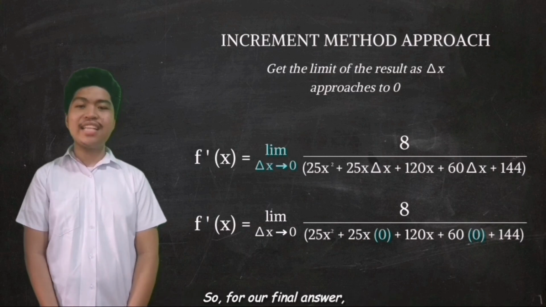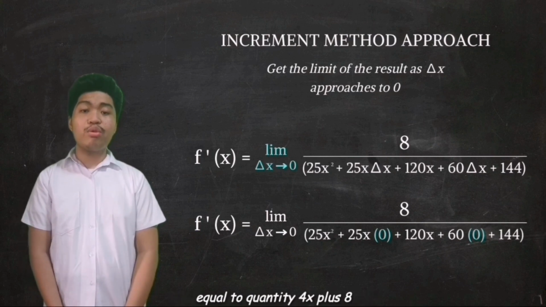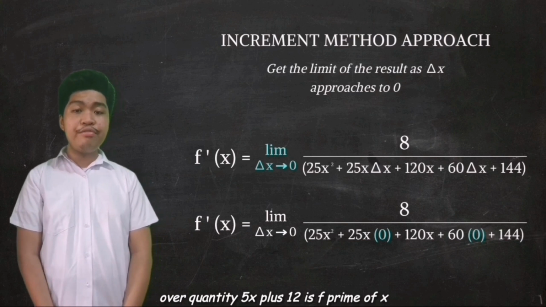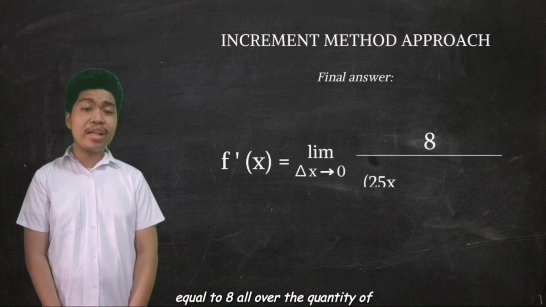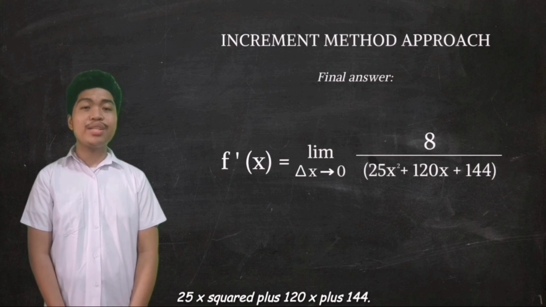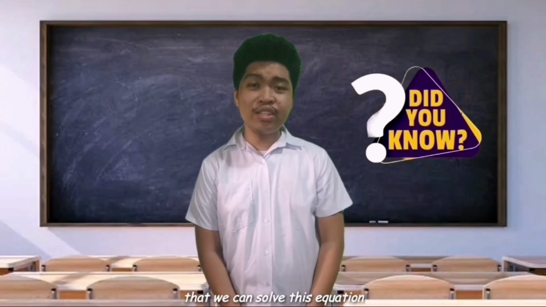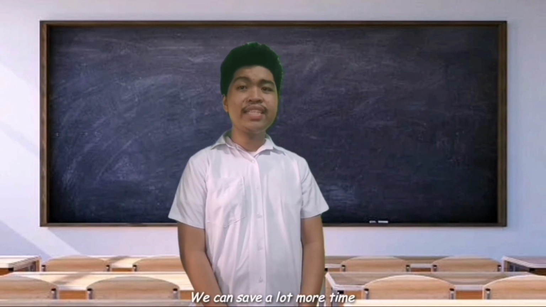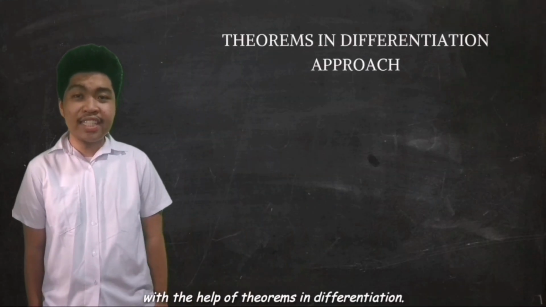So for our final answer, the derivative of the equation f of x equal to quantity 4x plus 8 over quantity 5x plus 12 is f prime of x equal to 8 all over the quantity of 25x squared plus 120x plus 144. But wait, did you know that we can solve this equation a lot faster compared to the increment method? We can save a lot more time than the increment method with the help of theorems in differentiation.